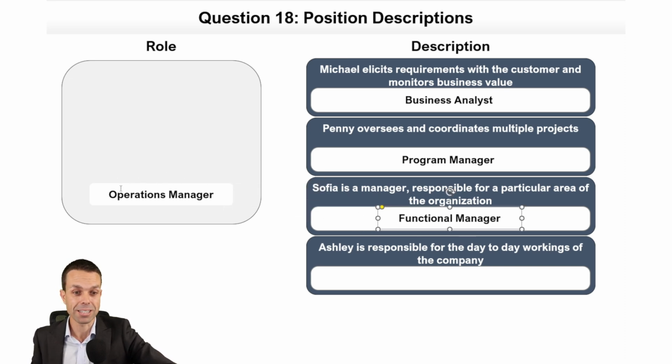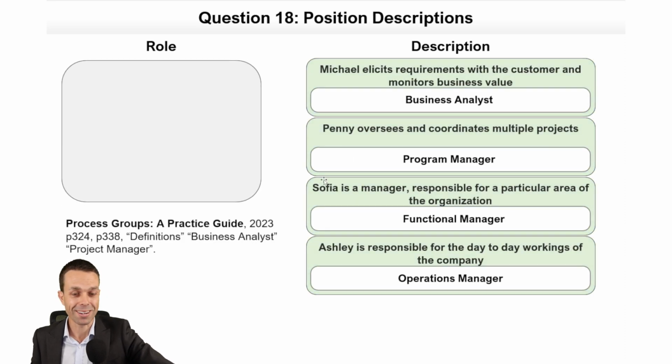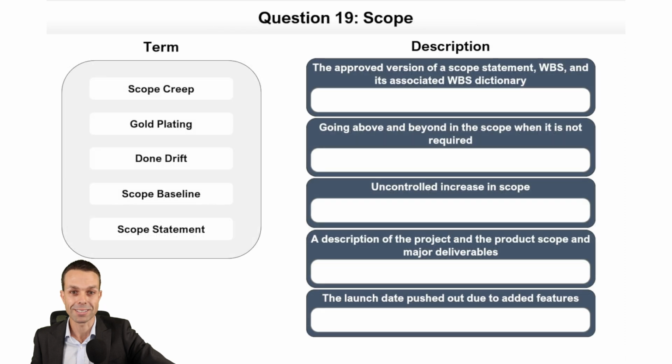Now, if you're a manager responsible for a particular area of the organization, you're responsible for that function, a functional manager. And if you're responsible for the day-to-day workings of the company, those are the operations of the company. So you're an operational manager. And we got those right. Fantastic stuff. Page 324 and page 338 under definitions in the Process Group's Practice Guide.